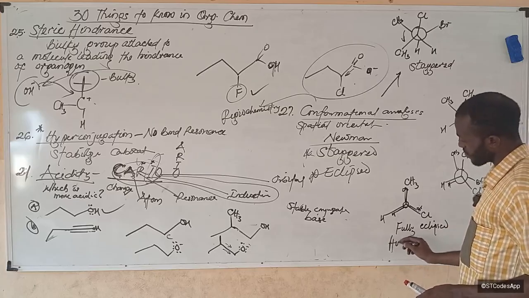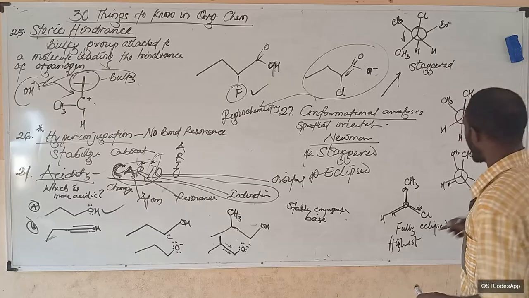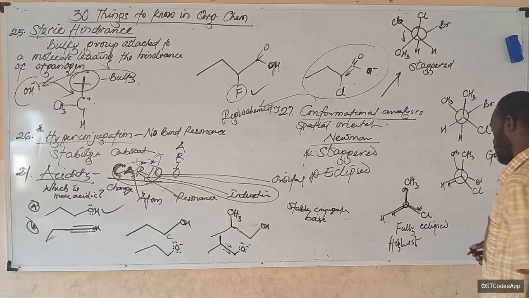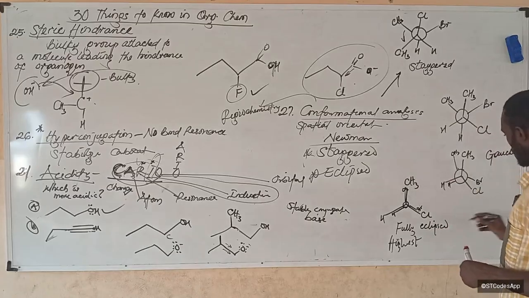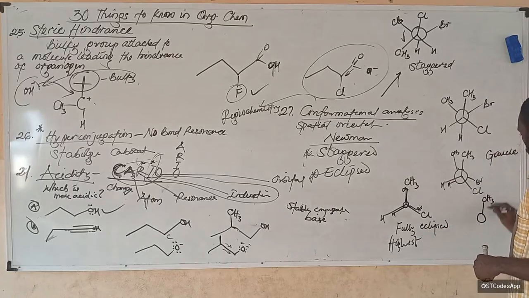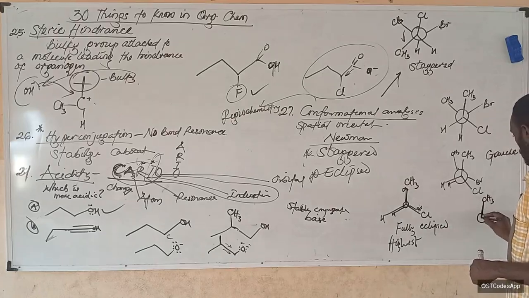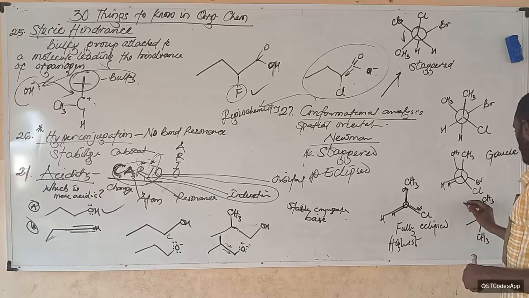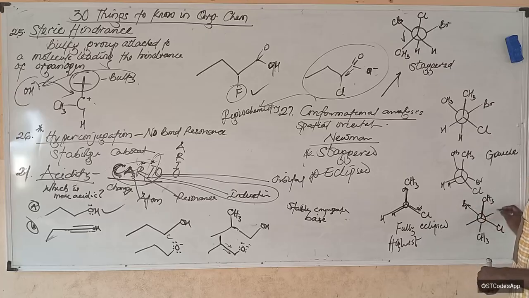So this one has the highest energy, while this one has the lowest energy. Anti-staggered has the lowest energy. I've not drawn that. Let me show you anti-staggered. These are the bulky groups, right? So what if I could do this? Now notice the bulky groups are the farthest away from each other as they can be. So because of that, we call this anti-staggered.